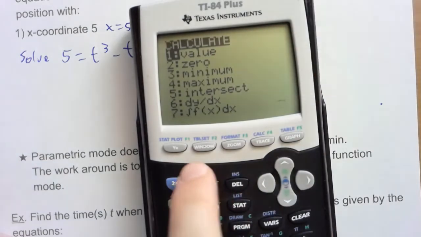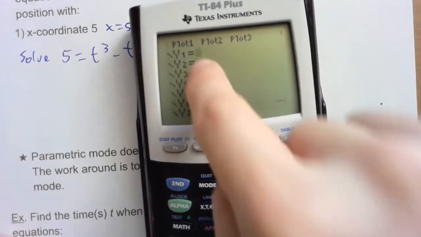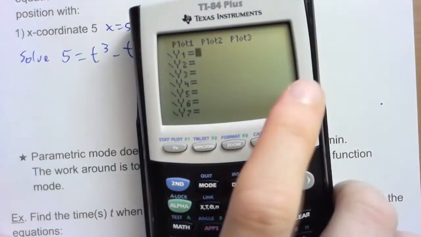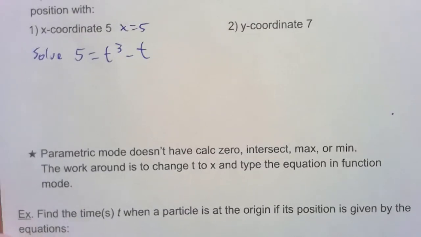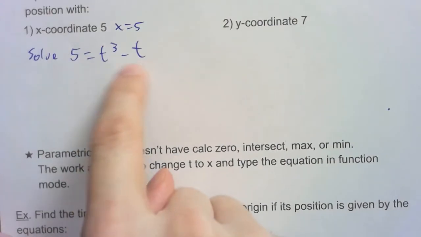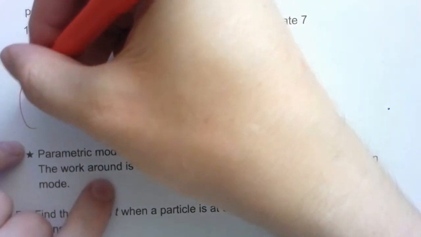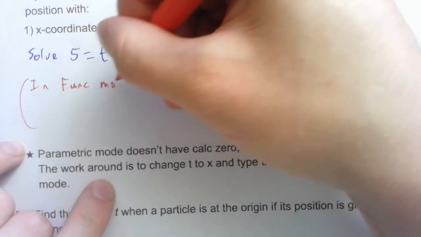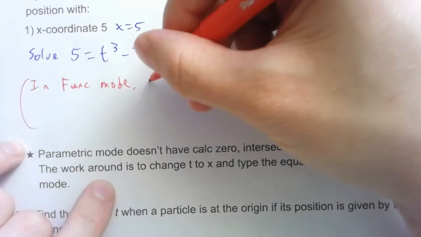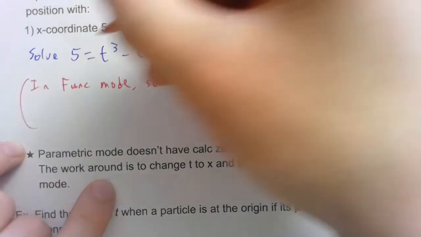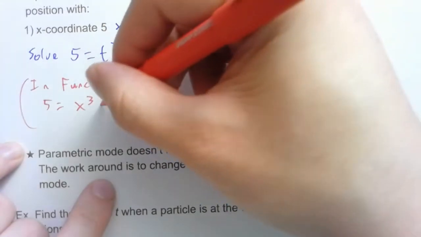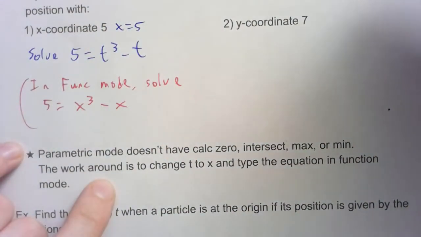So the thing is though, in function mode, function mode was y equals, and then we had to have x's here. Well, that's not a big deal. All that means is just instead of having t's here, let's make them x's. Okay, so we're going to be in function mode. We're going to solve 5 equals x cubed minus x.